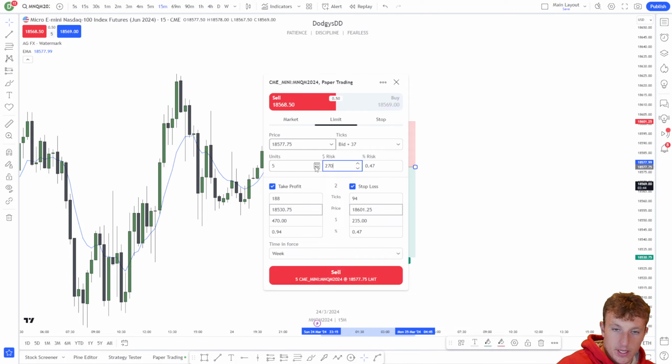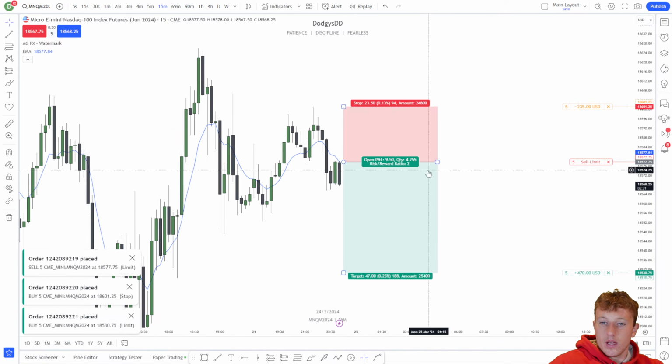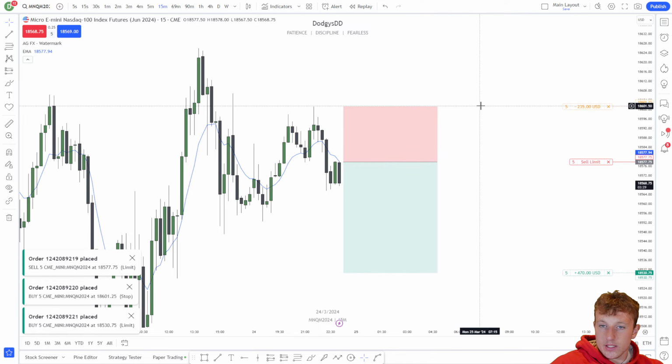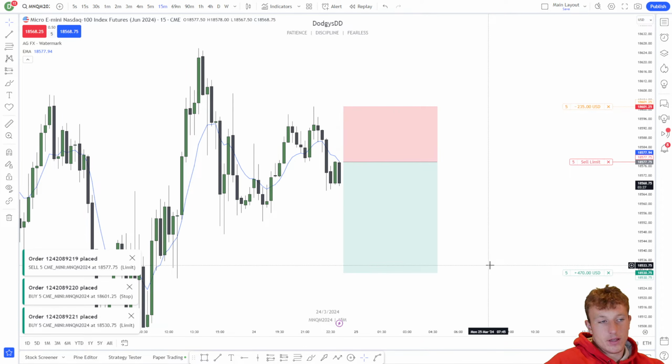If I type in 270, it doesn't even bring it up. If I type in 280, it doesn't bring it up. If I type in 290, it does allow us to risk 6. But at 250, the highest amount is going to be 5 contracts. So I just click sell there. And now I have a limit placed. Now it has a stop loss, and now it has a take profit.